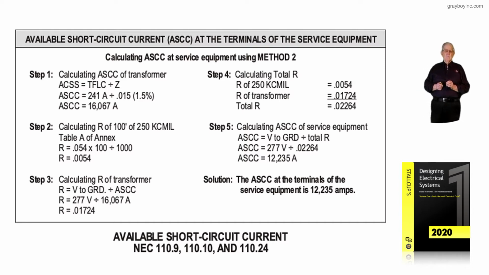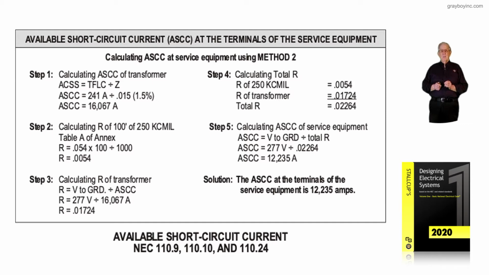Well, it's a 480/277 volt service. So the voltage to ground, when you divide 480 by 1.732, the square root of 3, we come up with 277 volts. So 277 volts, divided by 16,067, we come up with the resistance for that 100-foot run of 0.01724. Now we move to step 4.